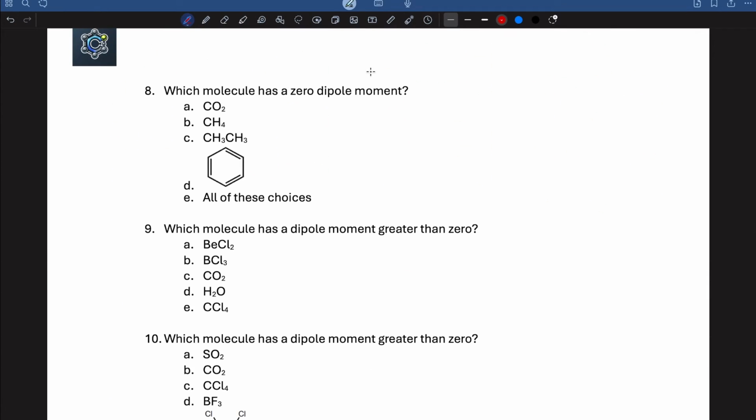The next problem, again: which molecule has a zero dipole moment? We should write that the answer should be nonpolar. Let's take the time to draw the Lewis structure for each of these. CO2, we did this in the previous example. The arrows point away from carbon toward oxygen. They cancel each other out, and so this molecule is nonpolar. Let's draw an arrow pointing toward A to show that it is nonpolar.